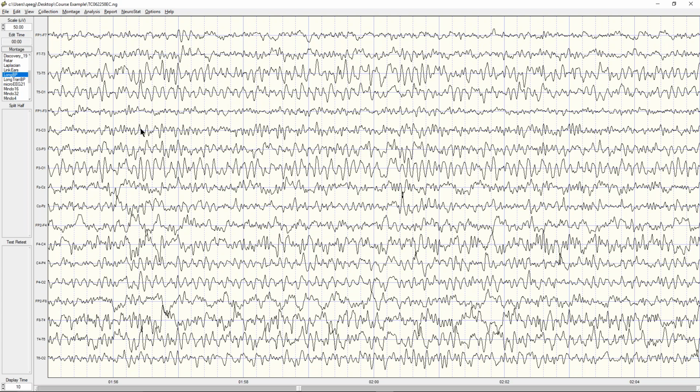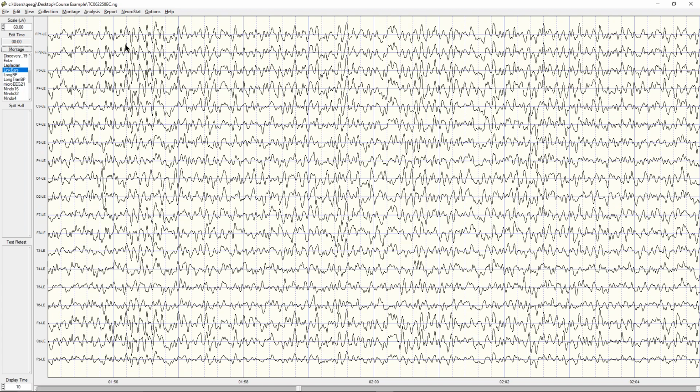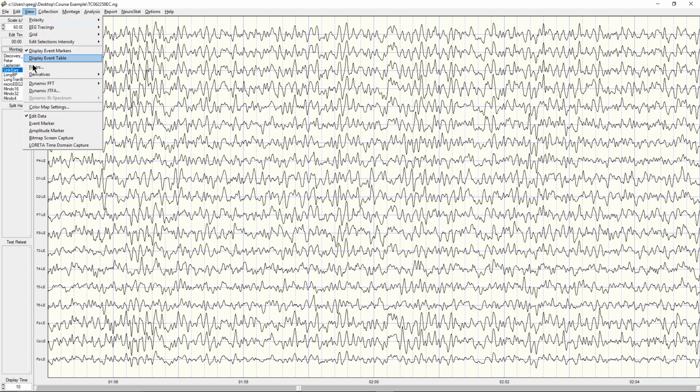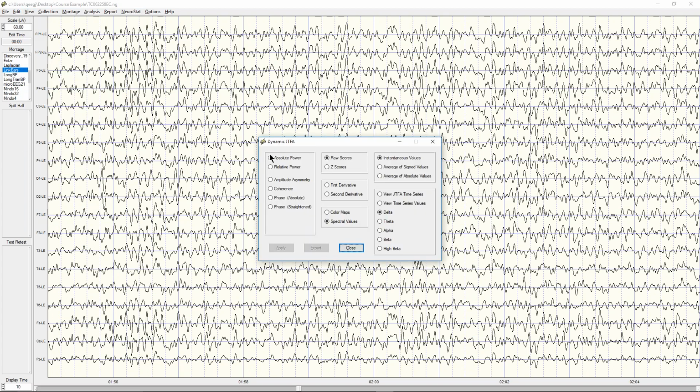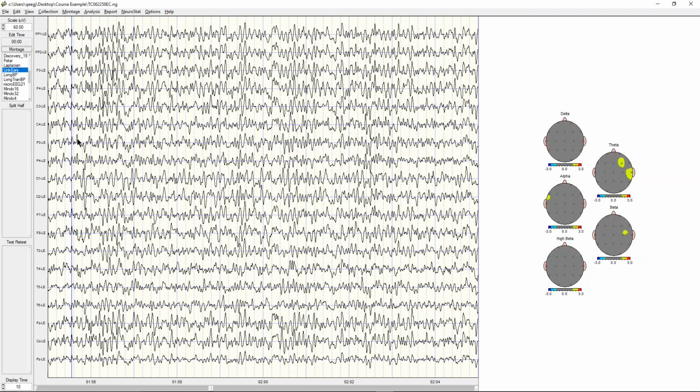the computer screen, which may seem a little bit problematic, and it is, because a lot of people will just look at the computer screen and say, okay, that's what there is, and I'll run my statistical analysis on this and I'll get information. For example, I could go to the dynamic JTFA, I could choose absolute power, z-scores, and color maps, and I can apply that, click OK, and I run across this and I say, oh my God, I've got all of this frontal alpha. That's not supposed to be there. And I've got frontal beta, and I've got posterior theta, and I've got a bunch of other little things going on here.